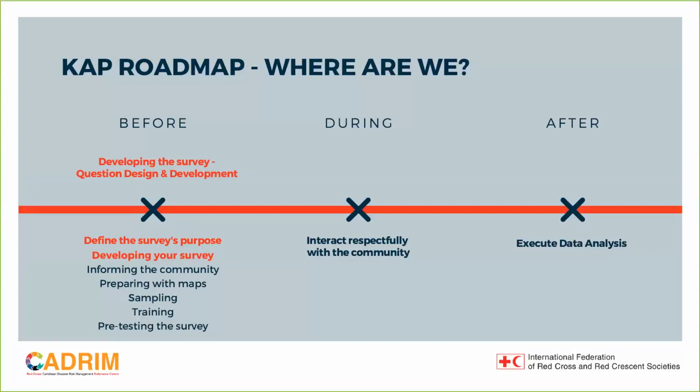So we're going to look at defining the survey's purpose, and then we're also going to examine developing your survey, bearing in mind that there are a whole host of components in the CAP survey development process, which involve other things like informing the community that we're going to be undertaking this exercise, preparing our maps so that we can go into the community with an appropriate level of knowledge regarding where to go, so that we can conduct the survey in an efficient manner, undertaking sampling, training of the personnel, including the enumerators or the persons who are conducting the surveys, and also pre-testing or piloting the survey to elicit feedback so that we can then restructure any questions that persons may not understand during the pilot phase.